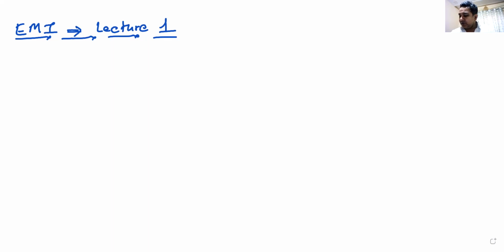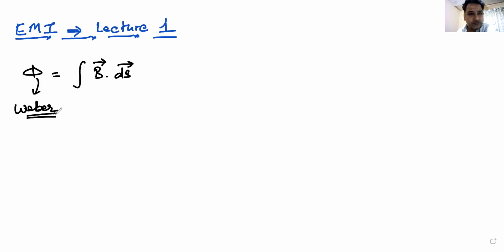As soon as we move on to EMI, we must first understand something which is known as magnetic flux. We all know what magnetic flux is, denoted by the letter phi. Magnetic flux is the integral of B dot dS, right? The total number of magnetic field lines passing through a surface, open surface, closed surface, whatever surface, is known as flux. It is denoted by the letter phi, and the SI unit is Weber. We all know this, right?